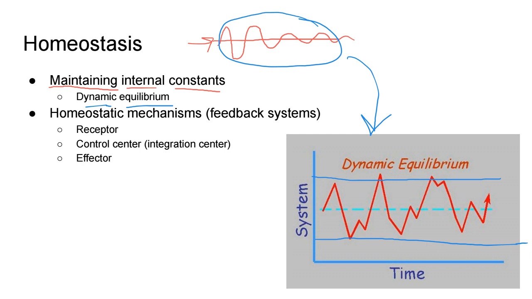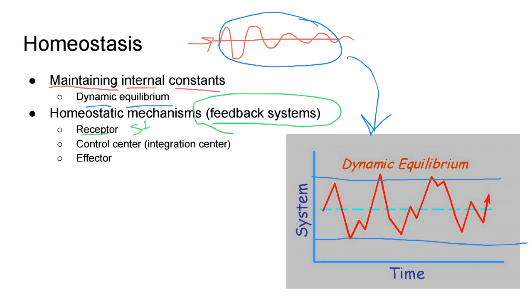All of our homeostatic mechanisms or our feedback systems have 3 basic parts. They're going to have the receptor, and the receptor is what's going to receive the information or the stimulus. So the receptor is receiving the information or the stimulus.